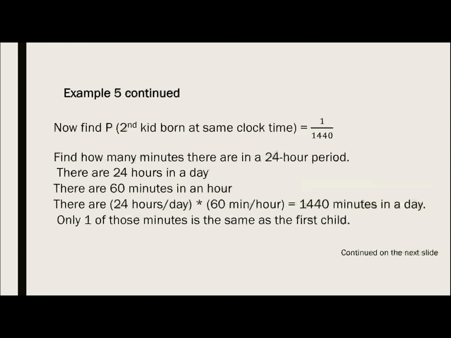Now find the probability of being born at the same clock time. That's 1 out of 1440. To find that, first find how many minutes there are in a 24-hour period. Okay, 7:08 is 1 minute out of 1440 minutes in a day. Okay, how do we find that? There's 24 hours in a day, times 60 minutes in an hour. 24 times 60 is 1440. So that means there are 1440 minutes in a day. Only one of those minutes would be the same as the first child.